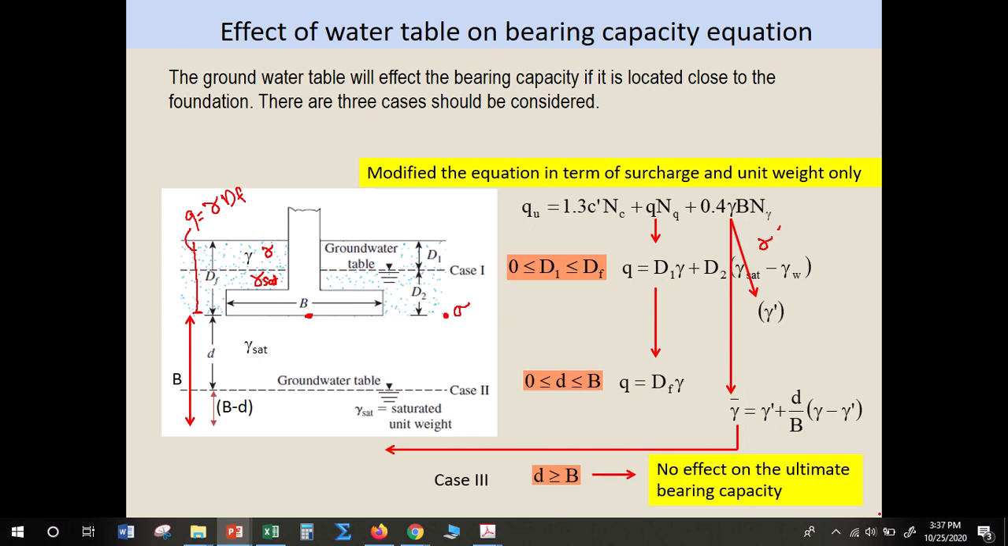So actually how to derive this equation? Gamma bar. If you see here, gamma bar equals gamma D. Actually, we want to calculate the stress until this point.